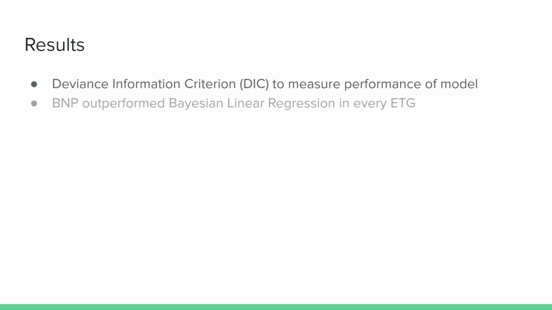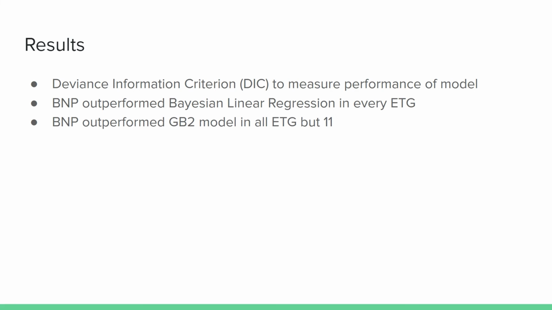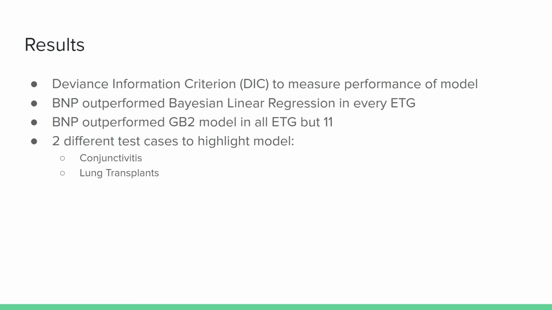The Bayesian nonparametric model outperformed the Bayesian linear model in every ETG and outperformed the generalized beta model in every ETG model but 11. They chose two particular ETGs to highlight the performance of the Bayesian nonparametric model: conjunctivitis, which had a lot of observations and distributional features that were non-Gaussian, and lung transplants, which had few observations and could not be subsetted into certain combinations of age and gender.